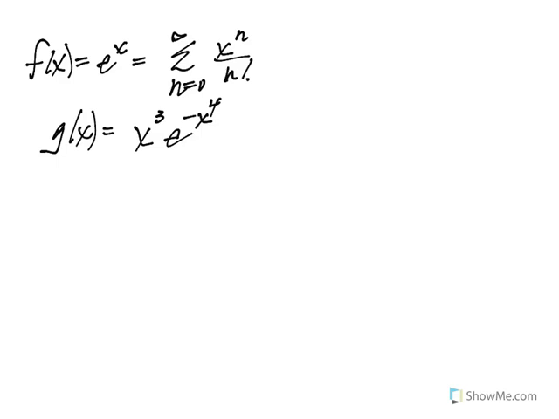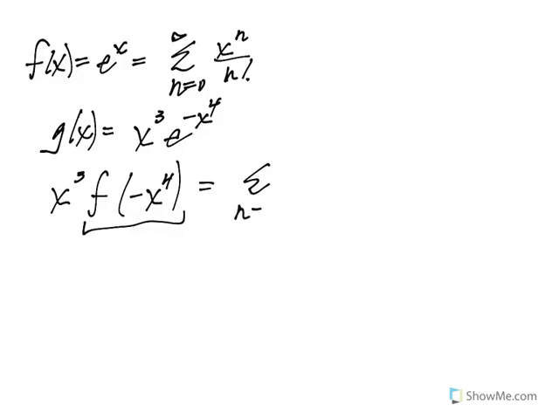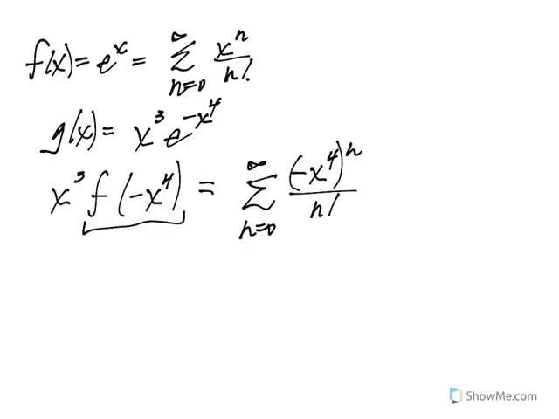All right, so this then turns out to be x cubed times f of negative x to the fourth, much like the previous example. So I'm going to start off by just building this right here. This is then the sum from n equals 0 to infinity of negative x to the fourth, then to the n, all over n factorial. And then, of course, every single term is multiplied by x cubed. That gives me another x cubed in the top here.